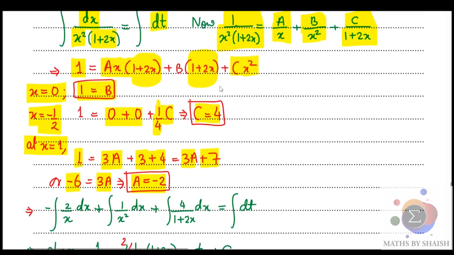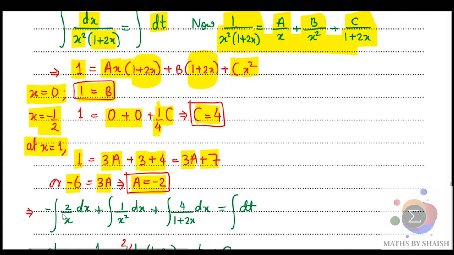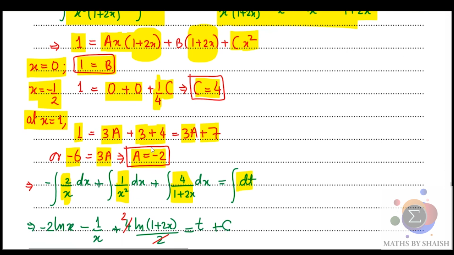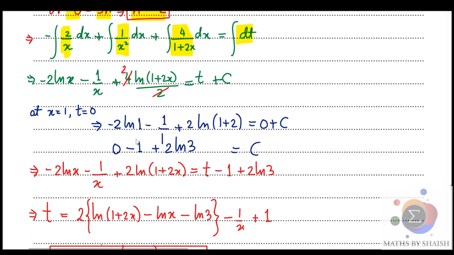So we will substitute these values of a, b, c here. We got minus 2 over x dx plus 1 over x square dx plus 4 over 1 plus 2x dx equals dt. We substituted here and we combine these two. Now we need to solve the differential equation. So minus 2 by x is minus 2 ln x, minus 1 over x square, integration is minus 1 over x, and then 4 over 1 plus 2x is 4 times ln 1 plus 2x, and divide by the differentiation of this 1 plus 2x, that is 2. So we can cancel. Dt integration is t plus constant of integration.